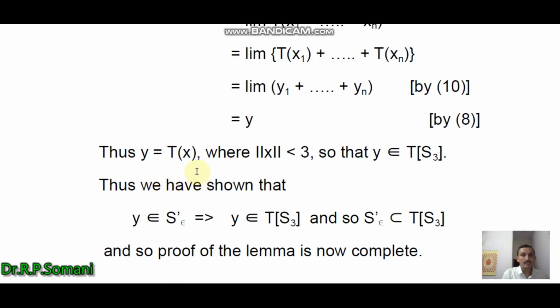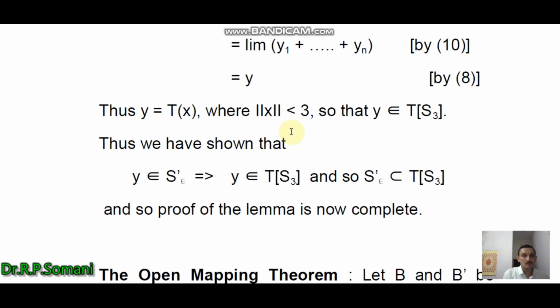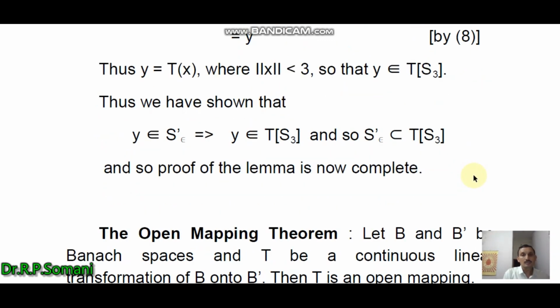So y equals Tx where the norm of x is less than 3, and so y belongs to TS3. Thus we have shown that if y belongs to S epsilon dash, then y belongs to TS3. Therefore this S epsilon dash is a subset of TS3. So in this way, we have proved that the image of an open sphere centered at the origin will contain a sphere centered at the origin, and so the proof is complete.